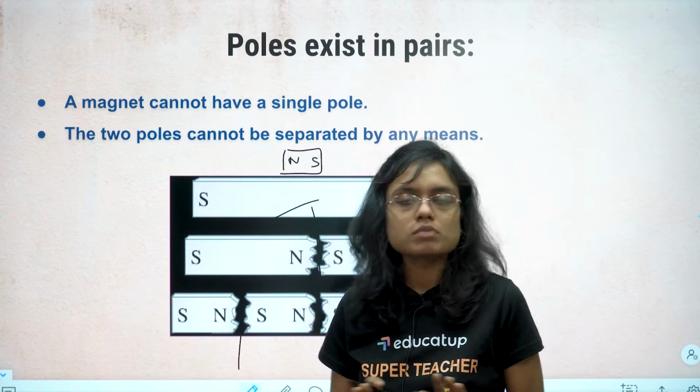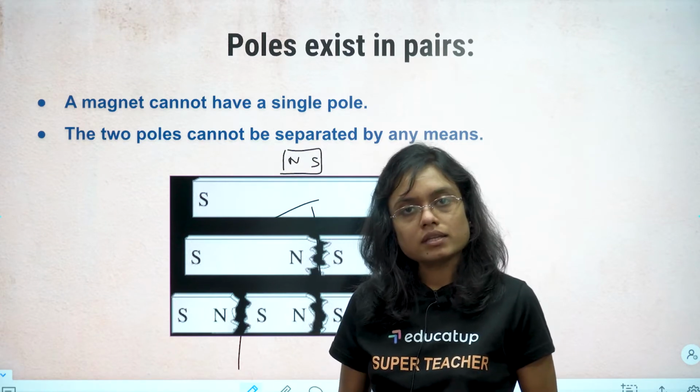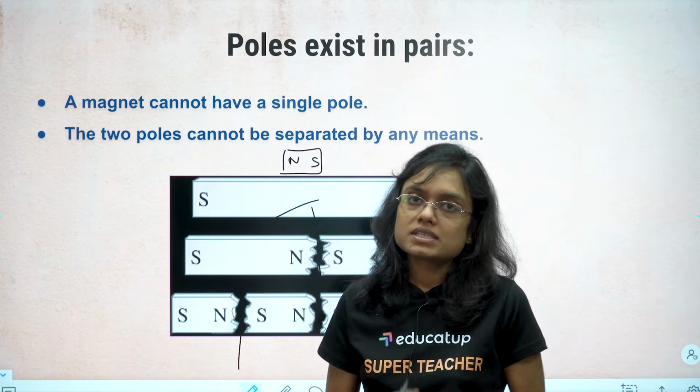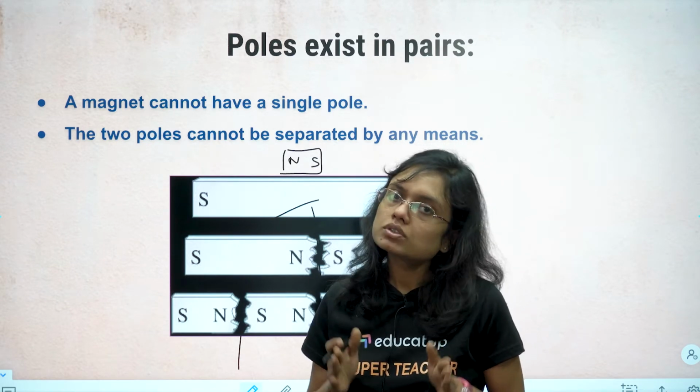No, it's not possible. If there is a magnet, there will be north pole, there will be south pole. Poles always exist in pairs. North and south both will be there.